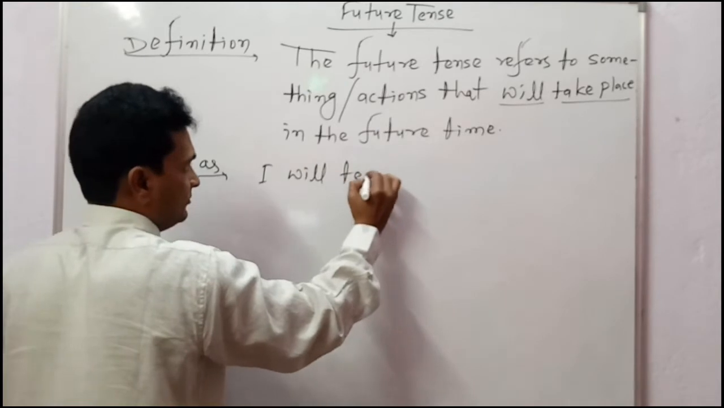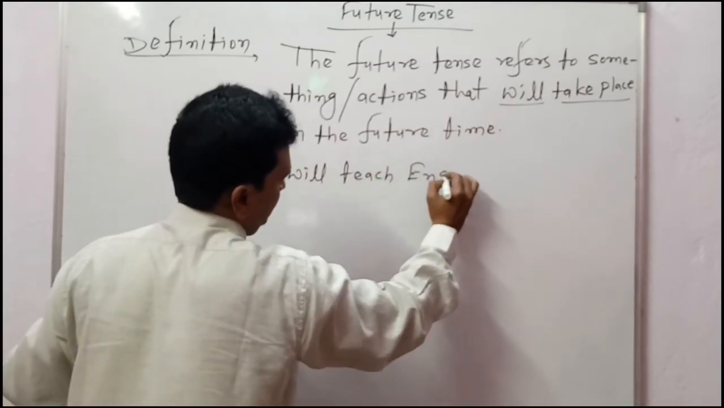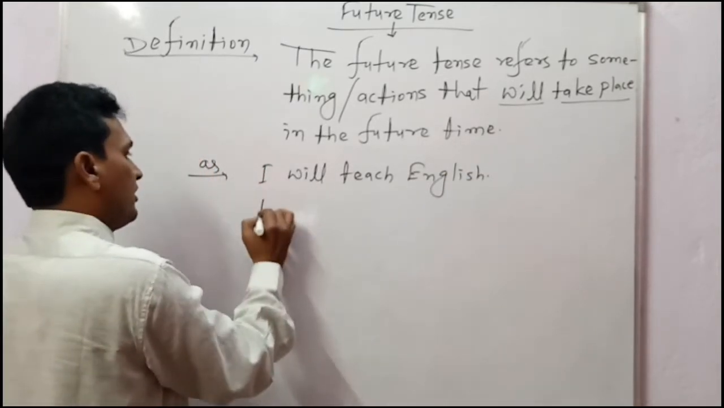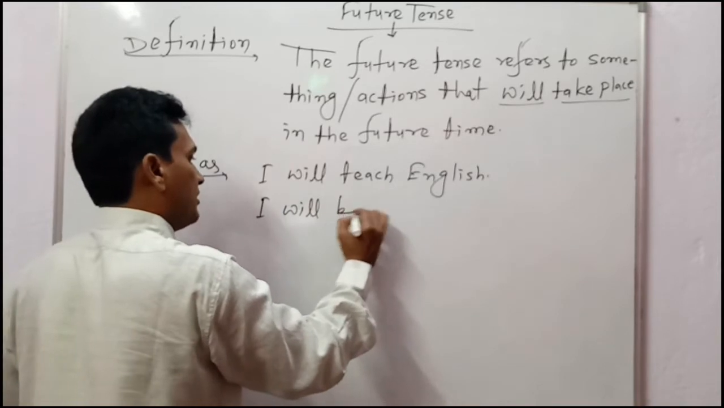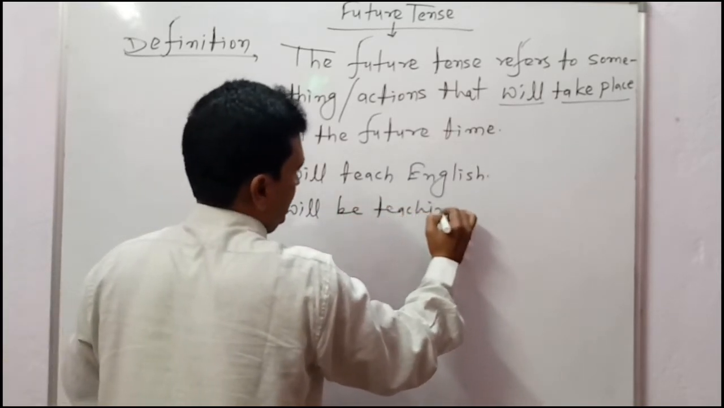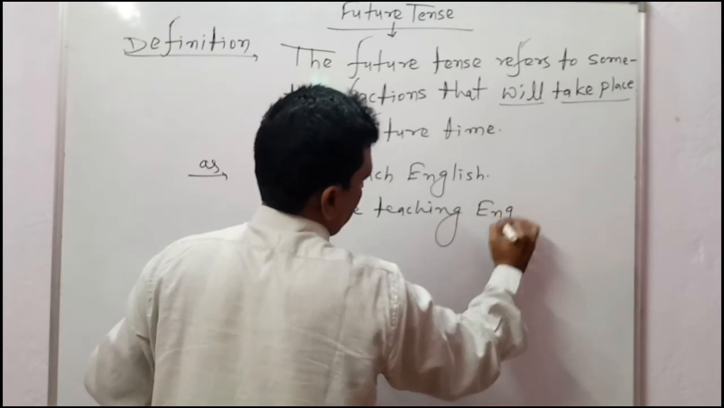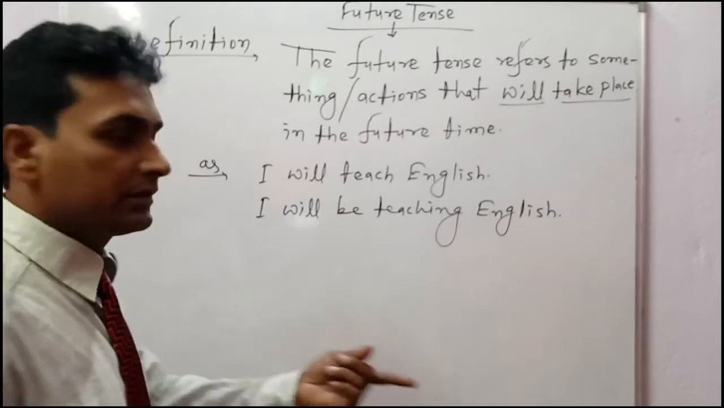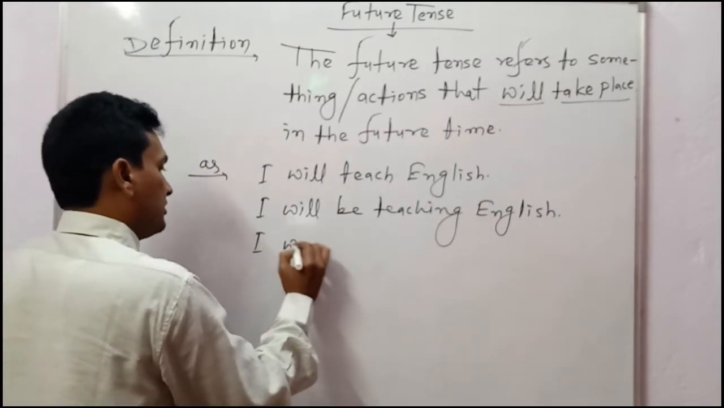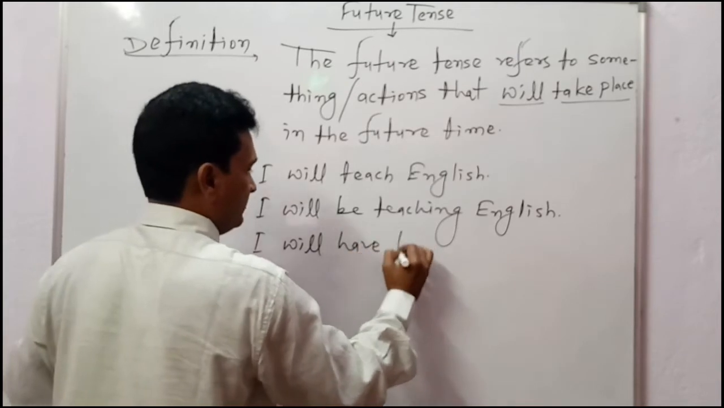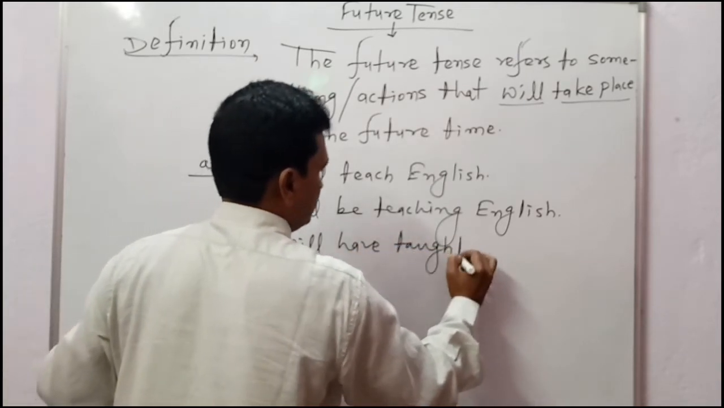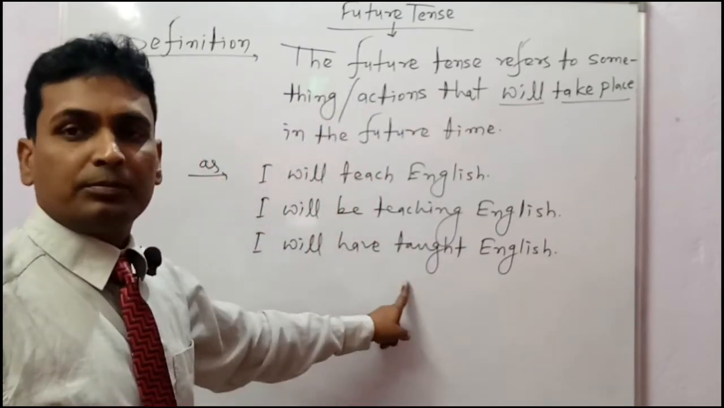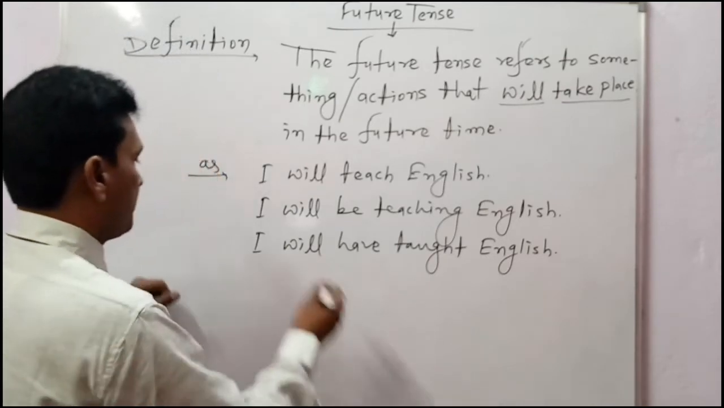Let's see its example. I will teach English. This is the example of future indefinite tense. If I write I will be teaching English, so here this one is the example of future continuous tense, right? I will have taught English. So this is the example of the third one, future perfect tense.